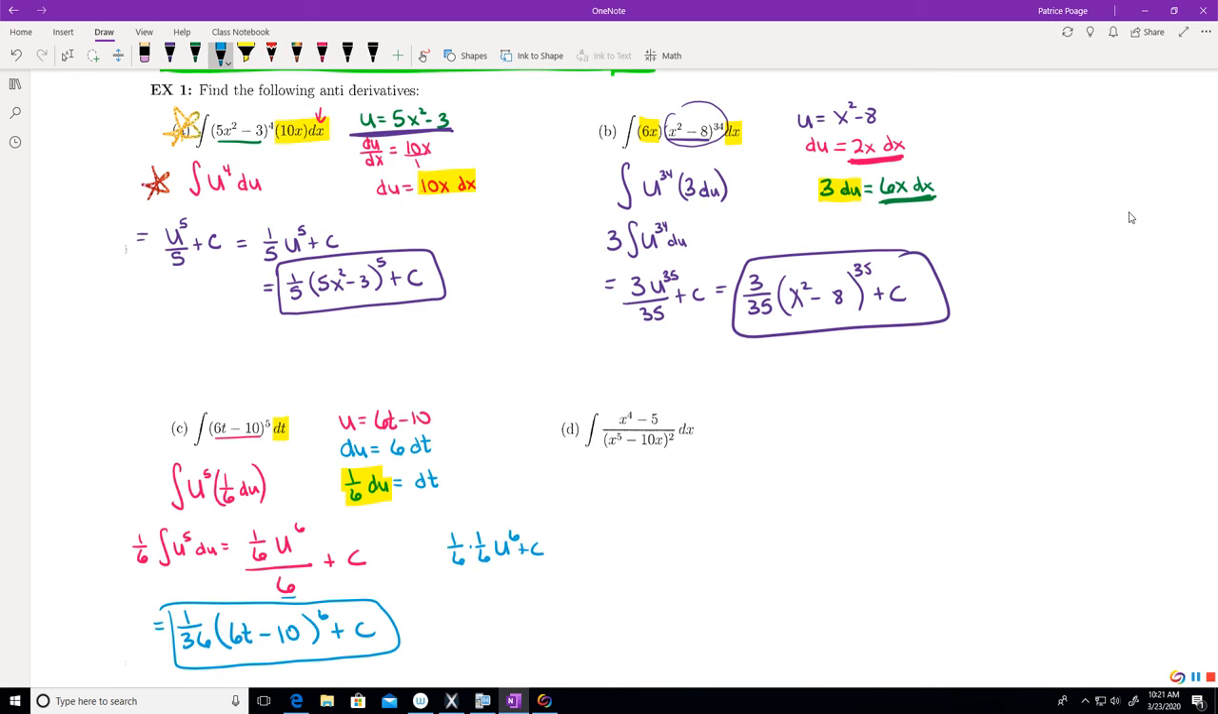All right. This one has a typo. Okay, so I hope y'all are listening to me here. It should say x to the 4th minus 2. X to the 4th minus 2. That is a typo.